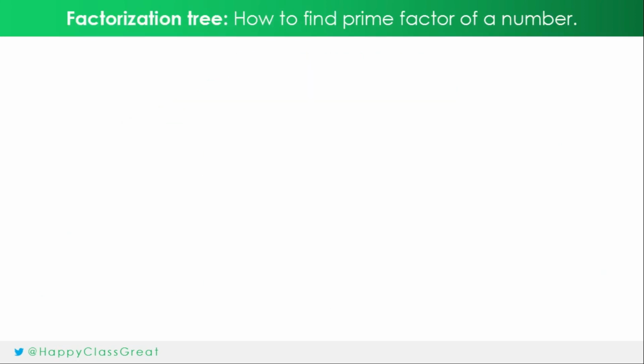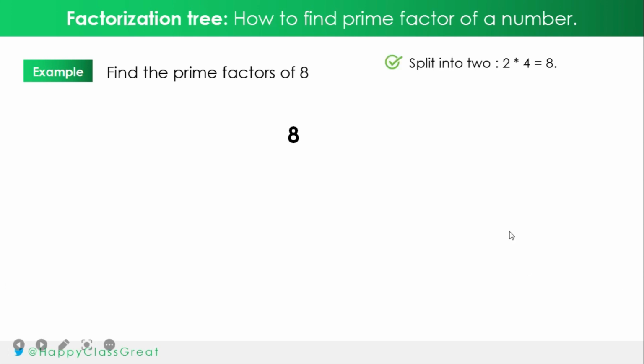Now the factorization tree. Before you understand how to use the prime factorization method to reduce fractions, let's see how you can find the prime factors of a number. For example, if you are asked to find the prime factors of 8, the first thing you ask yourself is, what can you multiply together to give you 8? A whole number, not a decimal. So we have 2 times 4. So 2 times 4 is 8. You split it into 2, and you write the 2 here and the 4 here.